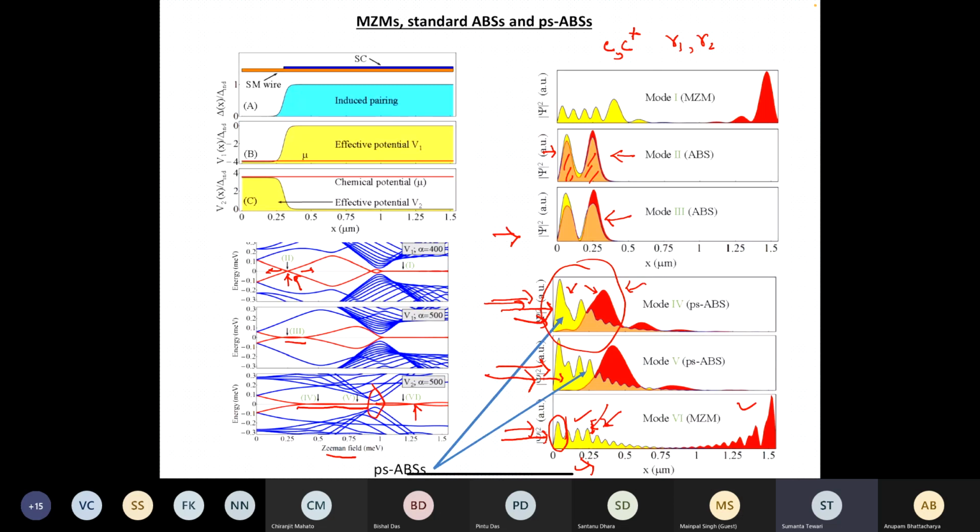But anyway, I think you have got the gist of it: the results that you get from one end, if they exactly match what you get from the other end, then you know that these are Majoranas.